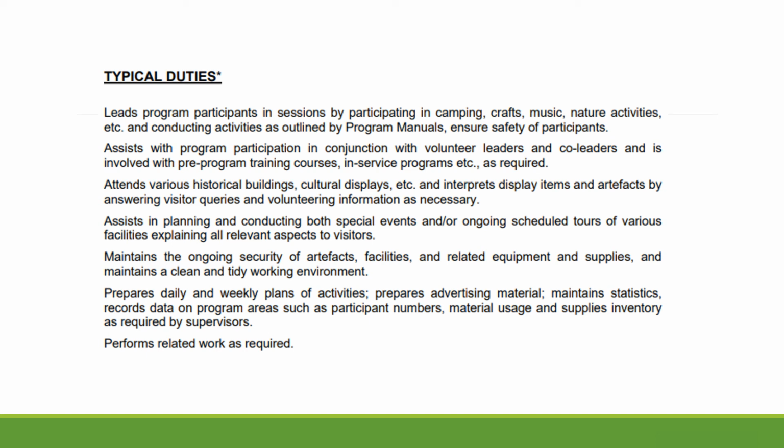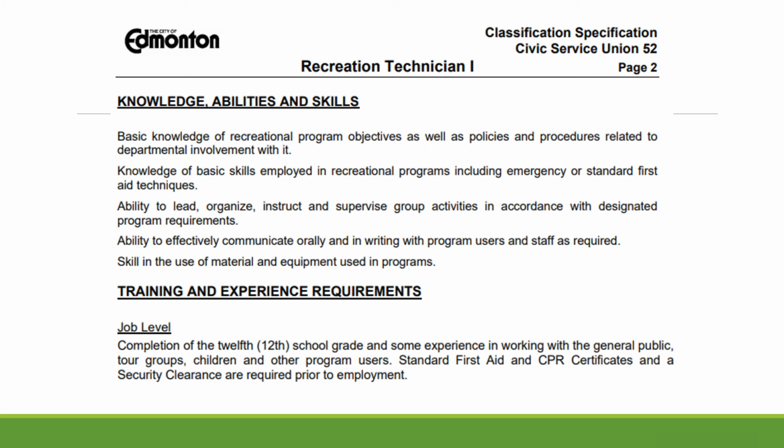On the same Edmonton one, it lists all the different duties that the individual might be doing. And it also lists the knowledge, abilities, and skills. And then the training and experience. Here it says, for example, you've got 12th grade, working with general public, you have to have first aid, CPR, and security clearance, etc. So then that helps, obviously, to determine where this job fits in with the organization, as well as what the value is of that, how much pay the person would be getting.